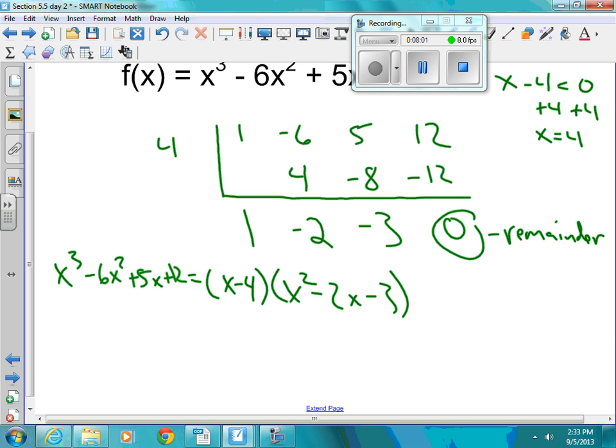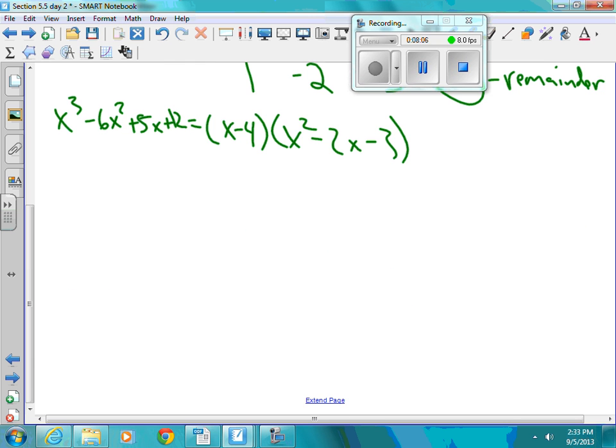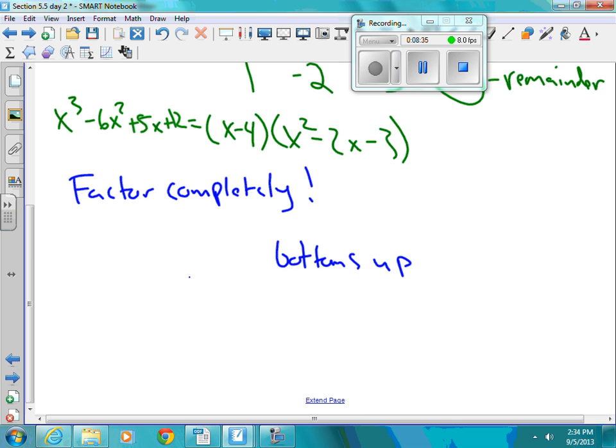If you use long division and you do it correctly, you should also get x squared minus 2x minus 3. So now, is it factored completely? Remember, that's the key word. We want to factor completely, not just almost factored. So that tells me we get a quadratic here, x squared minus 2x minus 3. Can I factor that anymore? Can we do bottoms up? So we're going to use bottoms up to factor x squared minus 2x minus 3.